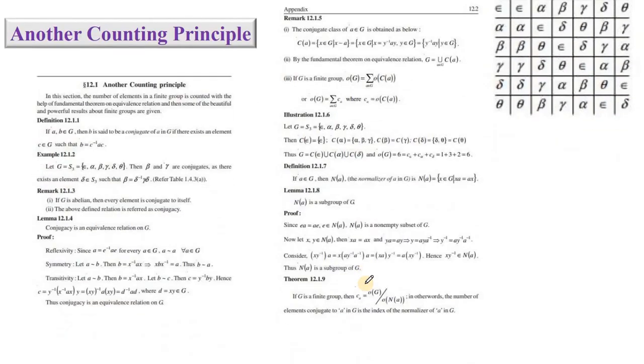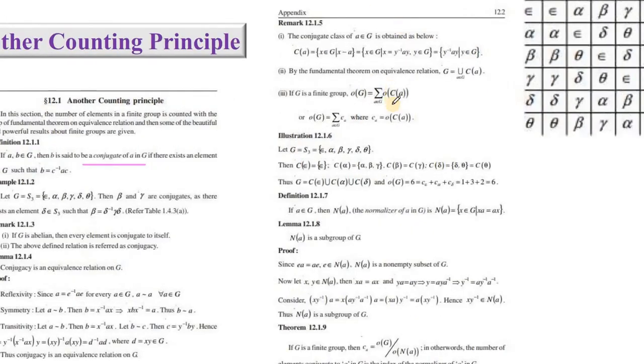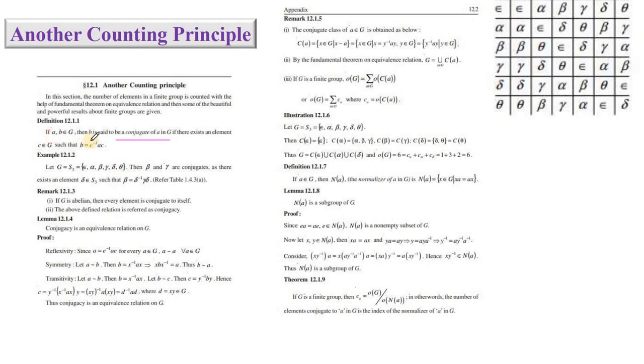So here we have the definition, and another counting principle. It starts with the definition of a conjugate element. When do we say that two elements are conjugate? If A and B are two elements in G, B is said to be a conjugate of A in G if there exists an element C in G such that B is equal to C inverse A C. It is something similar to your definition of similar matrices, which you would have learned in BSc.